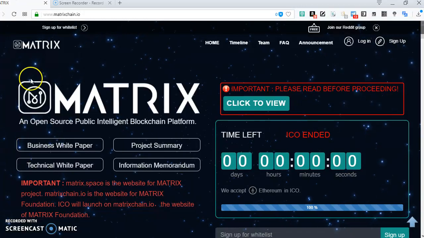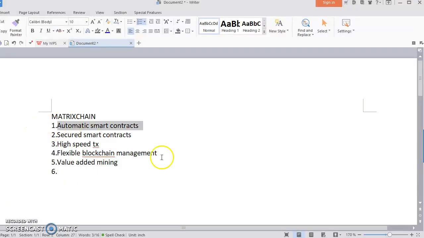Matrix is a system. The first thing that Matrix does is it basically allows for the automatic generation of smart contracts. What that means is that, for example, they combine AI and blockchain, and then combine new technology and the rest of it. What is basically required by a user is for you to input the core element of a smart contract: your input, your output, and the transaction condition.